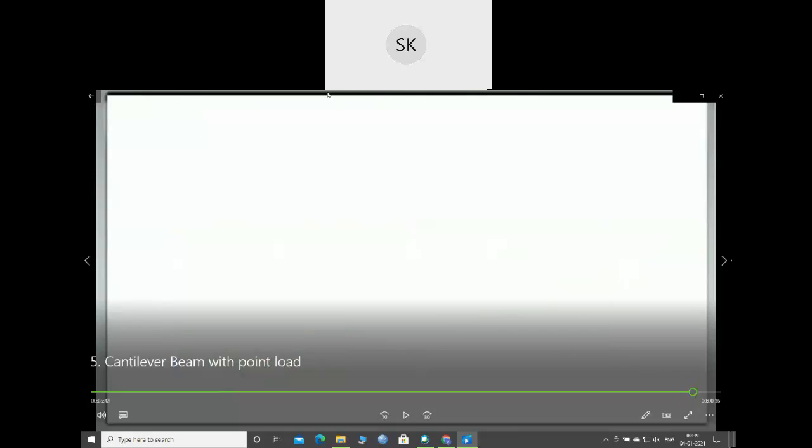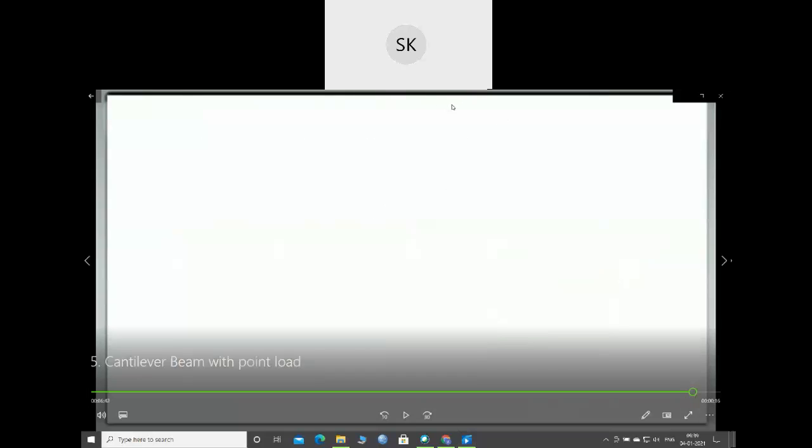Okay, let's see another problem for the same cantilever beam but with a different UDL.